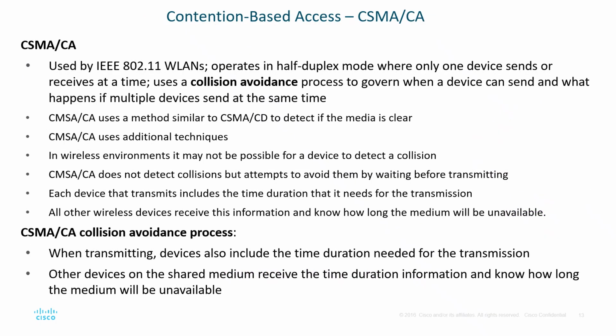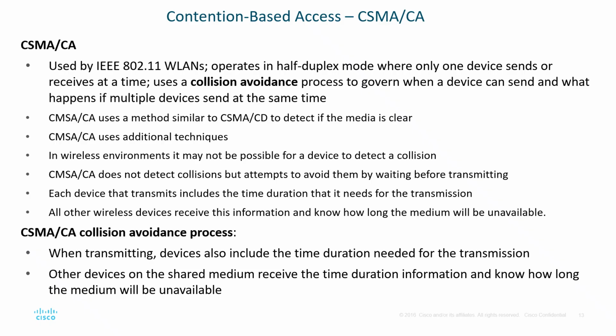Now, CA is collision avoidance. It is used, did I go through all the parameters? Hold on. Oh, can I go back on this thing? No, I can't. All right. CA, used by 802.11 WLANs, also operates in half duplex mode where only one device sends or receives at a time. It also uses what we refer to now as collision avoidance to govern when a device can send and what happens if multiple devices send at the same time.